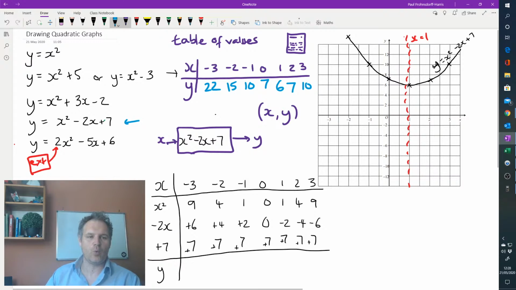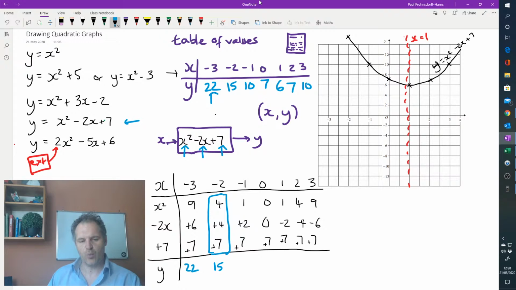We now watch what numbers we get. 9 add 6 is 15. Add 7 is 22. Do you recognise it? It's that one there. So this one we're going to get 4 and 4 is 8. Add 7 is 15. Remember, Sophie, we're only adding these numbers together because these are the bits that make up x squared minus 2x plus 7. 1 add 2 is 3, add 7 is 10. 7, 6, 7 and 10, which is the same numbers you would have got using the calculator method.